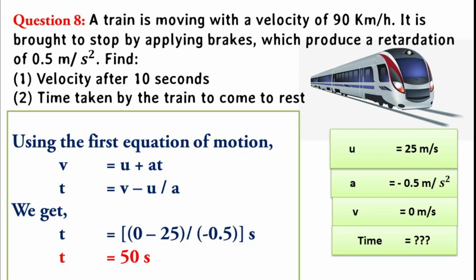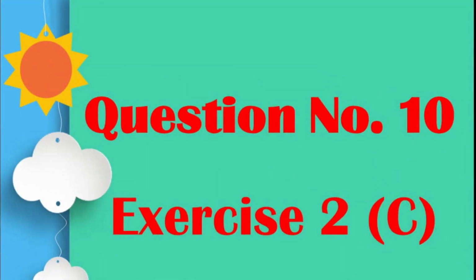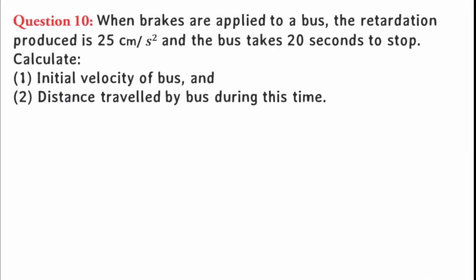Now let us do question number 10 of exercise 2C. Question number 10. When brakes are applied to a bus, the retardation produced is 25 centimeter per second square and the bus takes 20 seconds to stop. Calculate number 1 initial velocity of bus and number 2 distance travelled by bus during this time. The first part, initial velocity of bus.